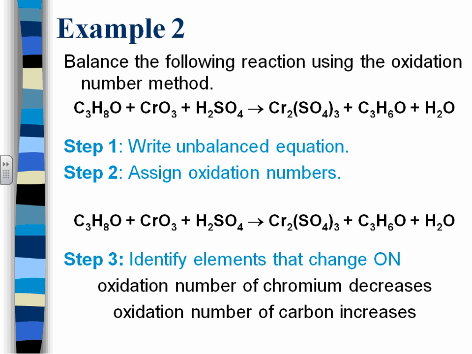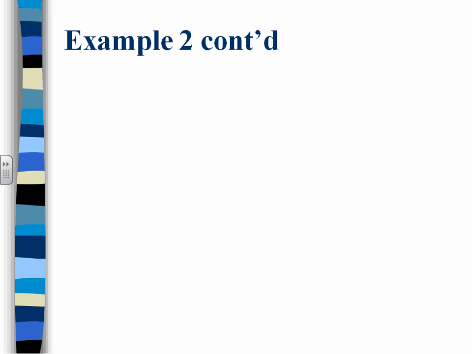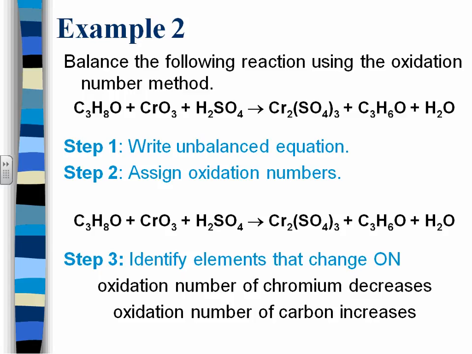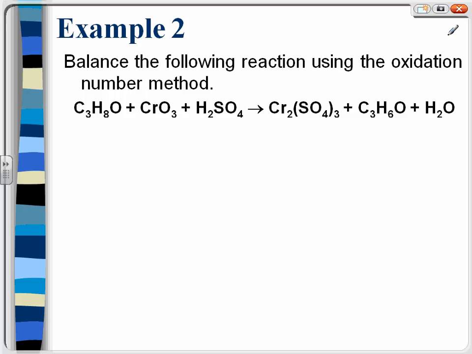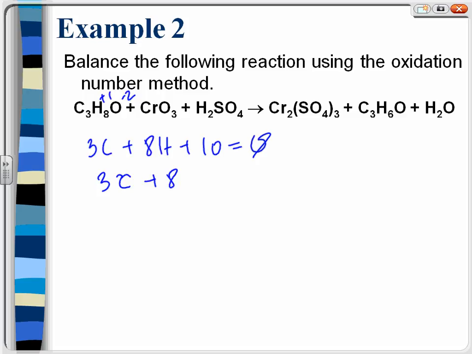Where are my oxidation numbers? Oh, they're not there. I guess I have to put them in. So I'm going to assign oxidation numbers to everything in here. Let's start over here. Hydrogen has +1, oxygen has -2. So overall your 3 carbons plus 8 hydrogens plus 1 oxygen has to equal 0. So 3 carbons plus 8 minus 2 equals 0, so I end up with carbon being -2.